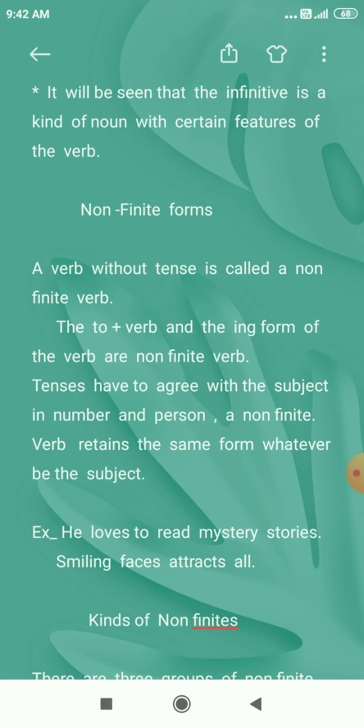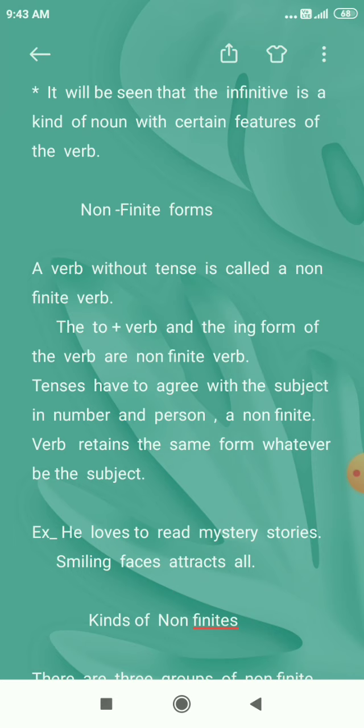Non-finite forms. A verb without tense is called a non-finite verb. The to plus verb and the ing form of the verb are non-finite verbs. Just understand the definitions. A verb without tense is called a non-finite verb, irrespective of their tense and their number.